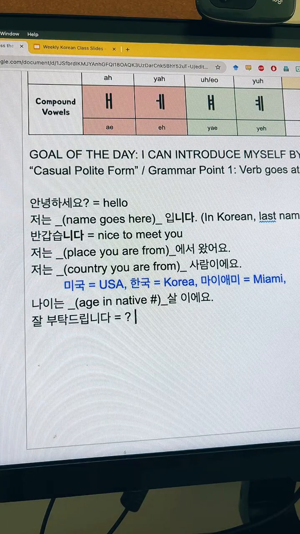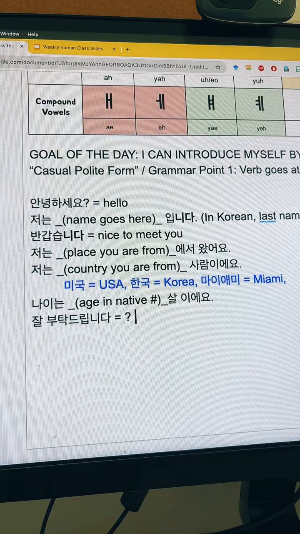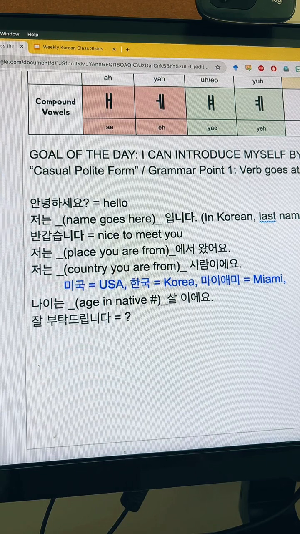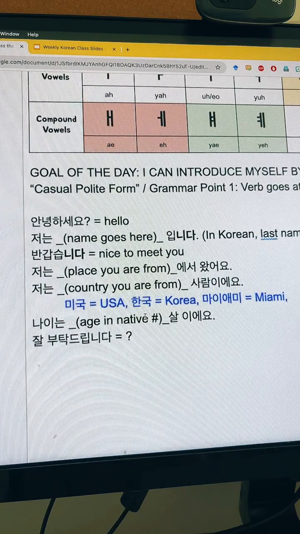잘 부탁드립니다. That's the intonation of it. 잘 부탁드립니다. 잘 means well. 네, 파로 씨, you got it. It literally means, oh, please take care of me well. 잘 means well. 부탁 is like a favor. So I'm asking you a favor. So it's kind of like, please take care of me.